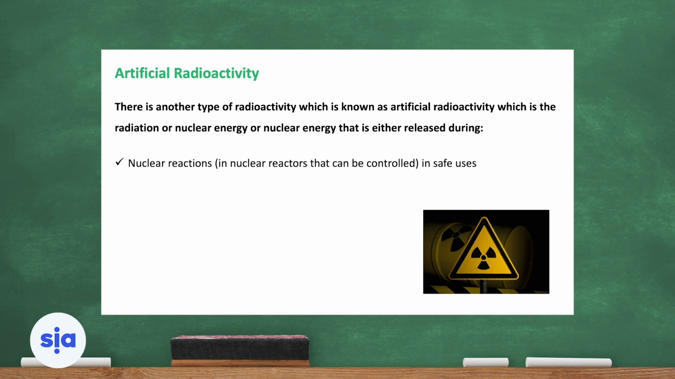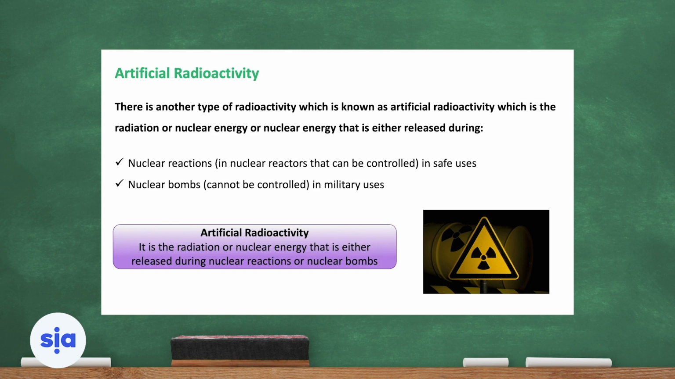During nuclear reactions. And these nuclear reactions are in nuclear reactors, not regular labs, and they can be controlled and used in safe uses. While nuclear bombs or nuclear weapons can't be controlled and they are used in military uses. So artificial radioactivity is also the radiation or the nuclear energy that is released during nuclear reactions or nuclear bombs. Nuclear reactions are safe, and nuclear bombs and nuclear weapons are very harmful and dangerous.